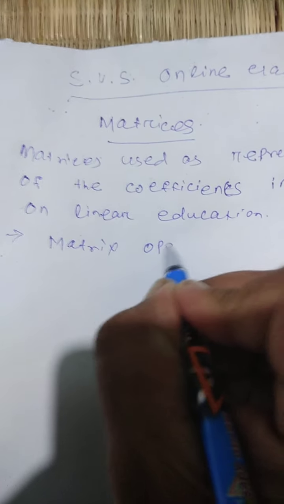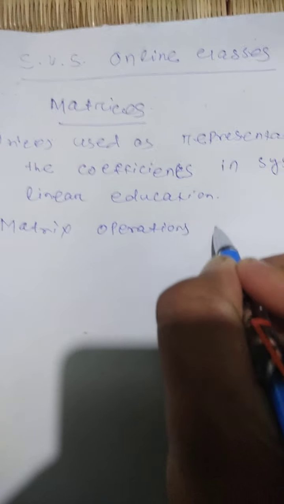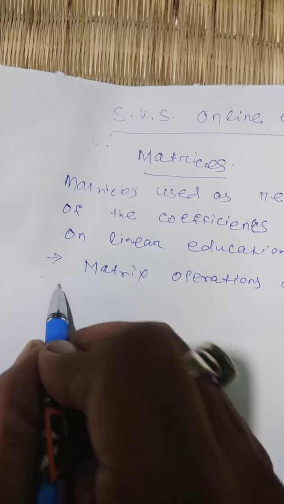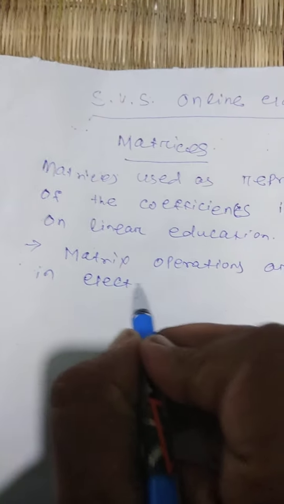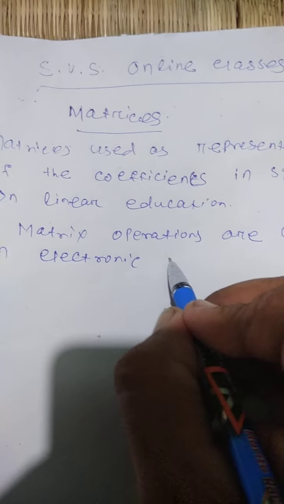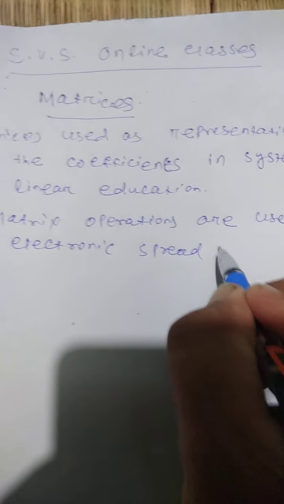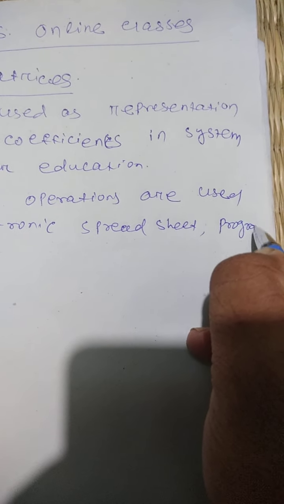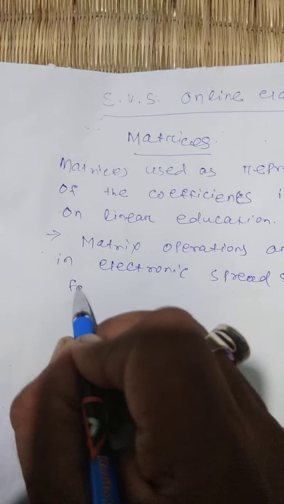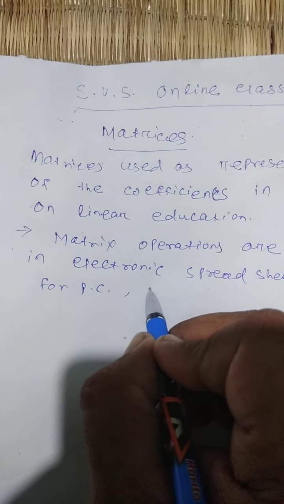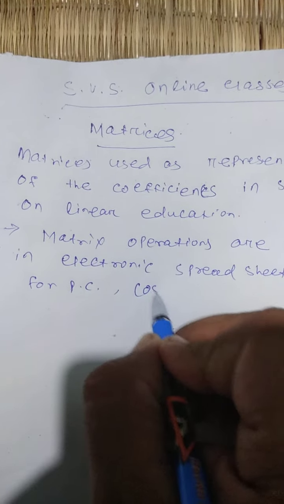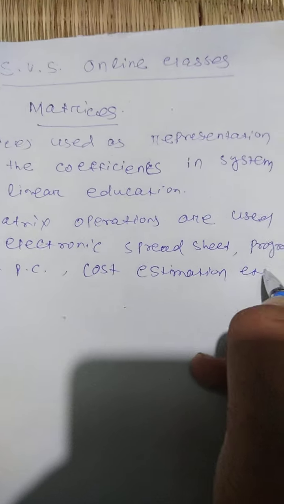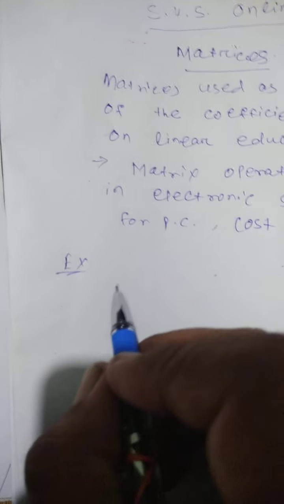Matrix operations are used in electronic spreadsheets, programs for PC, cost estimation, etc. Clear? Now take an example.